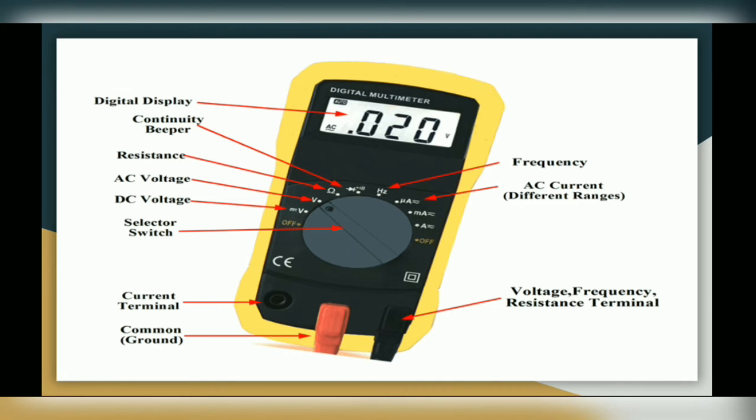So this is the actual image of digital multimeter. In that you can see there is a selector switch to select proper scale of the reading, and there is a digital display, continuity beeper, resistance, AC voltage, DC voltage, current terminal, ground terminal, voltage frequency resistance terminal, frequency and AC current different range.